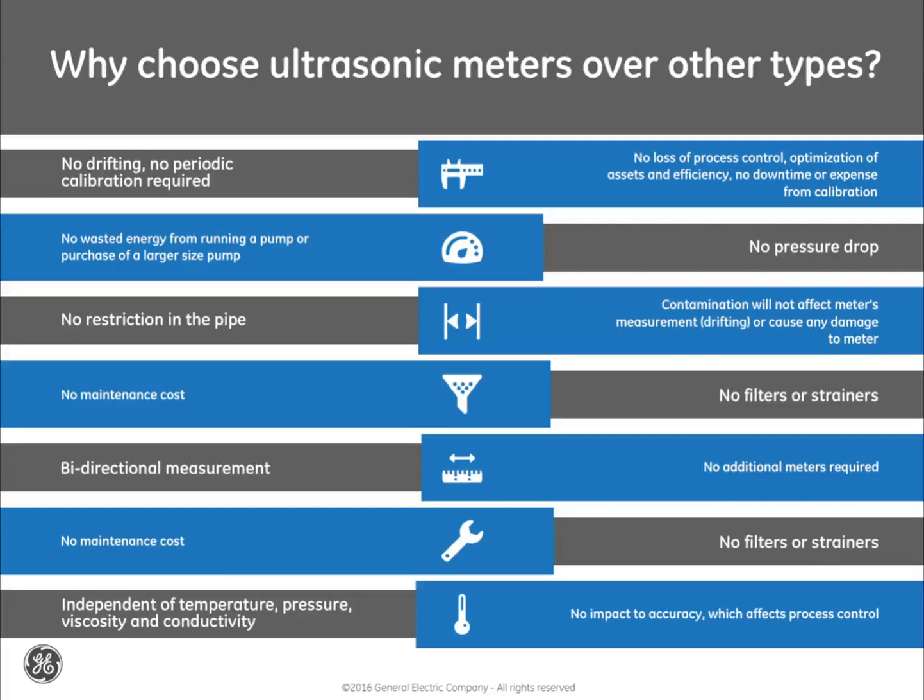Contamination within the fluid and pipe could damage other flow meter technologies, causing either drifting measurement, periodic calibration, or, worst case, replacement of meters. Ultrasonic meters are bidirectional, which can save you money if your process flows in both directions, such as a loading and unloading type application. Finally, the flow measurement is independent of temperature, pressure, viscosity, and conductivity. Therefore, an ultrasonic flow meter can be set up for different fluids and process conditions without significant impact to the measurement and process control.